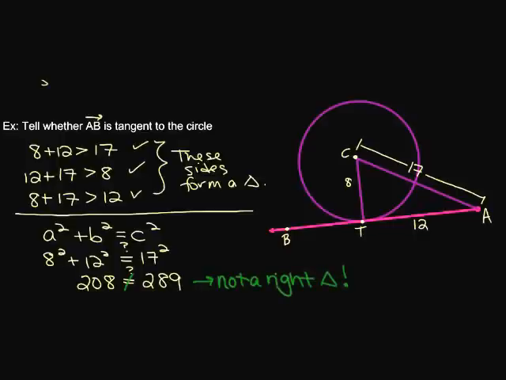So what does that mean? If this is not a right triangle, then that means that ray AB is not tangent to our circle C.